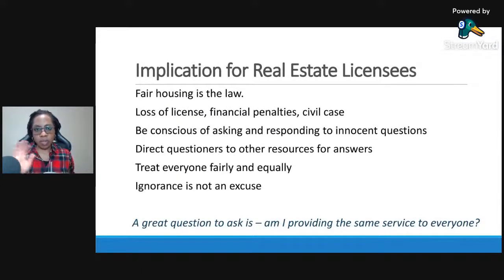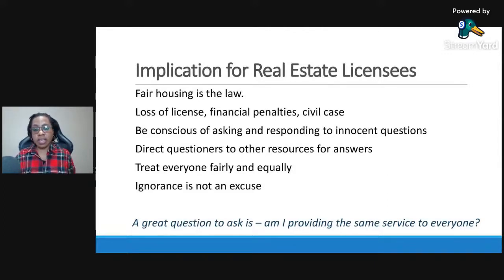So far we've talked about the protected classes, we've talked about federal and state law, and then we talked about blockbusting, redlining, advertising, and also steering. Now, what's the implication for us as licensees? Fair housing is the law.